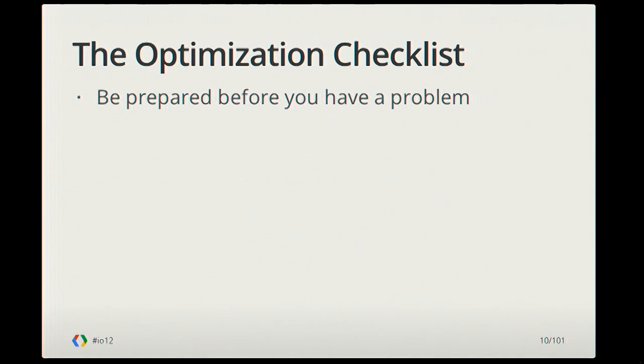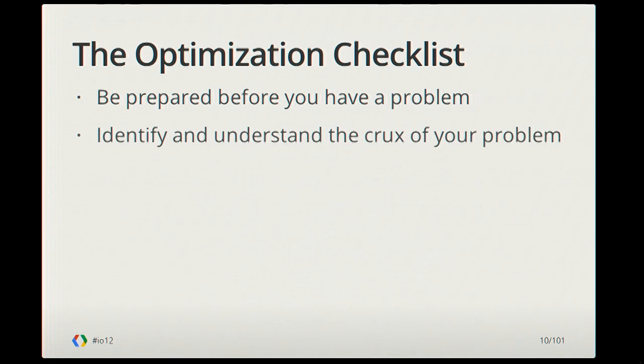I'd like to use a checklist as the basis of how you optimize your web application. It's a relatively straightforward model, but it's very powerful. And the first step of the checklist is to make sure you are prepared before you have a problem. This is the piece that is the most expensive. This is the one that takes the most amount of time, and I'll be spending the most amount of time talking about it today.